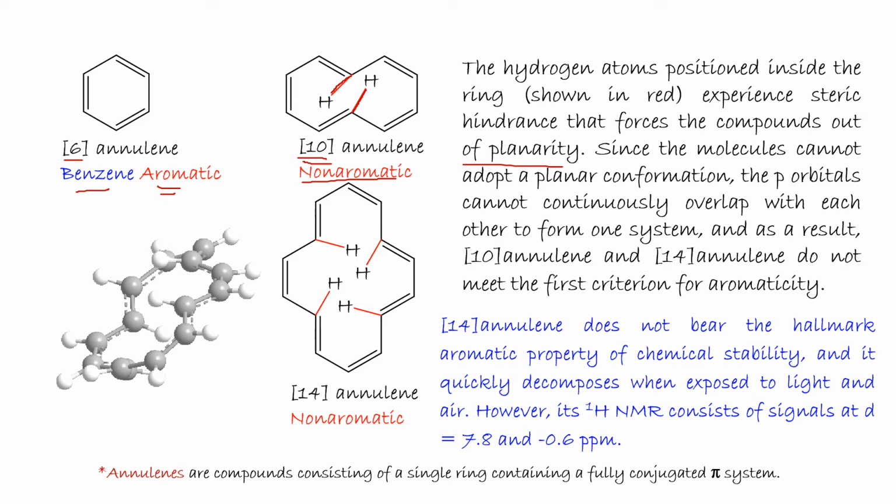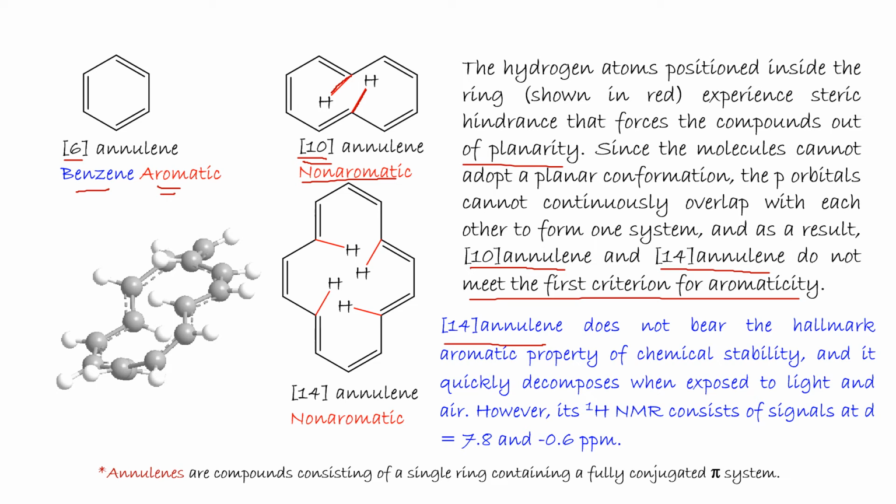Since the molecule cannot adopt a planar conformation, the p orbitals cannot continuously overlap with each other to form one pi system, and as a result 10-annulene and 14-annulene do not meet the first criteria of aromaticity. The 14-annulene does not bear the hallmark aromatic properties, which concern chemical stability.